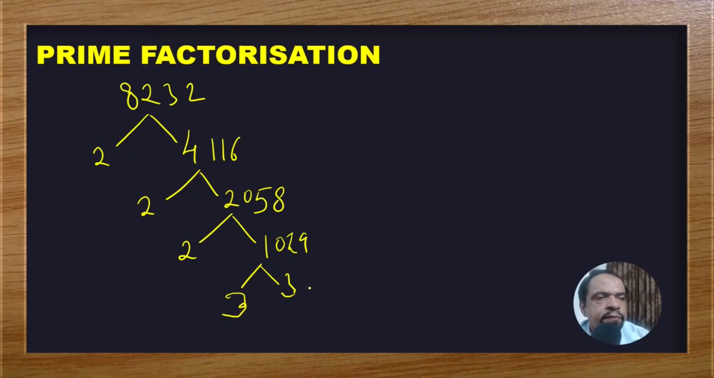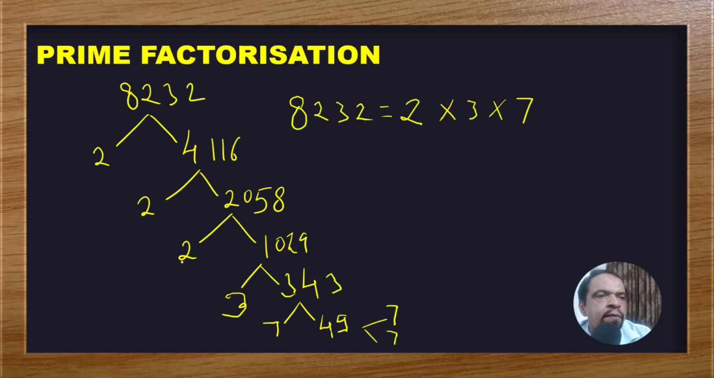3 3s are 9. 3 4s are 12. And 3 3s are 9. Now 7. Again 7, 1, 2, 3. There are three 2s, so 2 to the power 3. 3 is only one, and there are three 7s, so 7 to the power 3. This is a complete factorization. In fact, we can say this is a prime factorization.